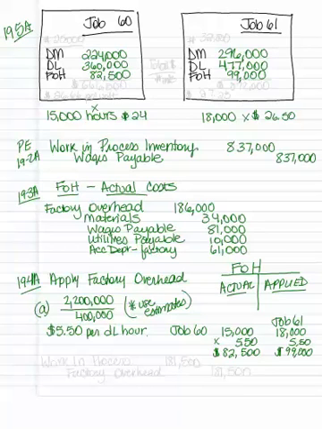And then we're going to do our journal entry, which is a debit to work in process and a credit to factory overhead for the full amount, which is $181,500 for our journal entry.